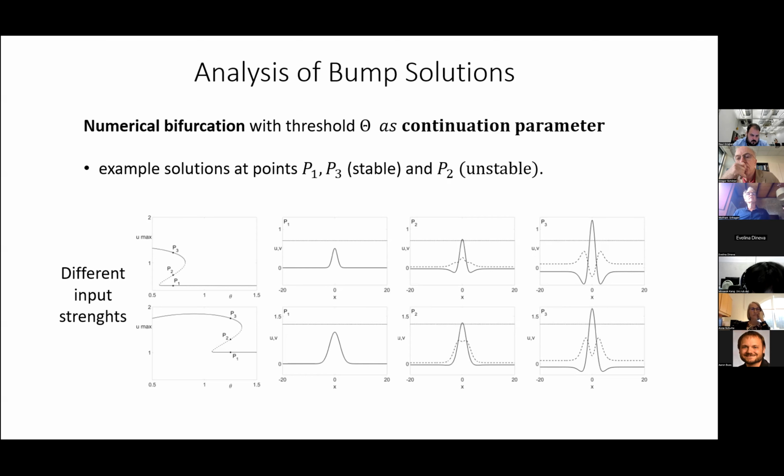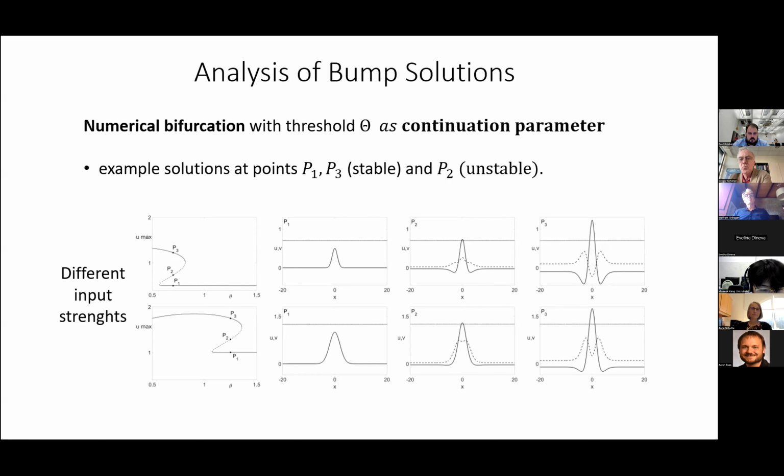You find here two rows. Actually, the quality shows the same behavior, just the input strength is different, the input which has triggered the bump. You see here the coexistence of an unstable and a stable bump, like in the Amari case. It looks a bit different for different input strengths, but they coexist in the same parameter regime.